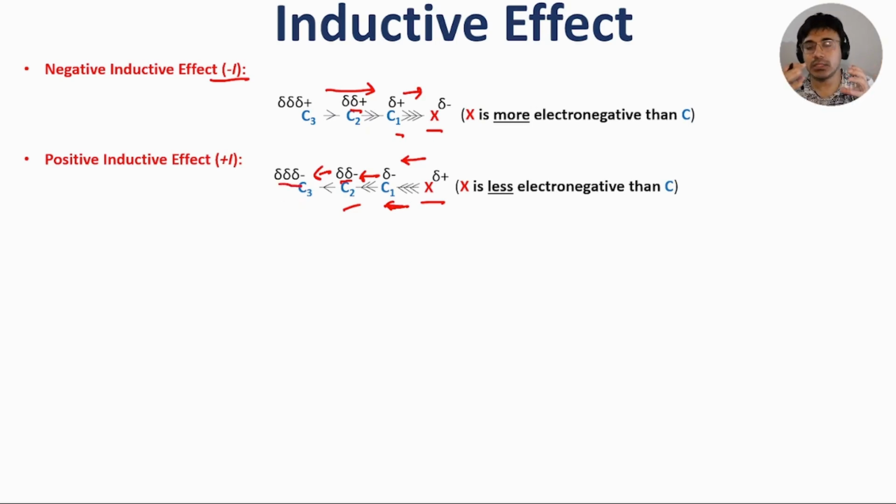So in general, if a group is attached to C1, and the attaching atom of the group, or the group overall, is more electronegative, then it will show the minus I effect: it will pull the electron, and the effect will reduce through the carbon length. And if X is more electropositive, or less electronegative than C1, it will push the electron to the system, that is the plus I effect, right? So this is very important, it will help us to answer many questions.